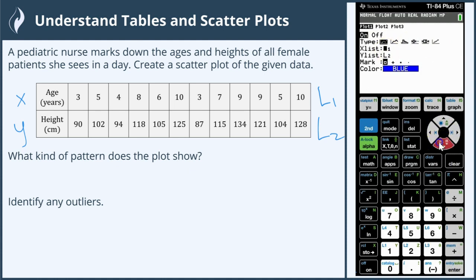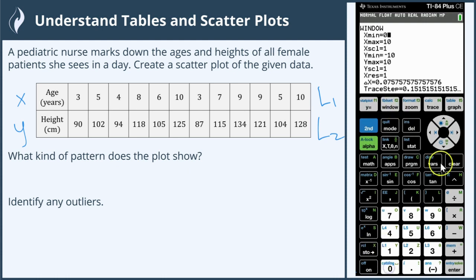X list is in L1. Y list is L2. You can mark it different ways. We could put a dot, we could put a square. That's just how the graph would look. If I go to graph, nothing pops up. Now that's not a coincidence. My window, I have to check my window.